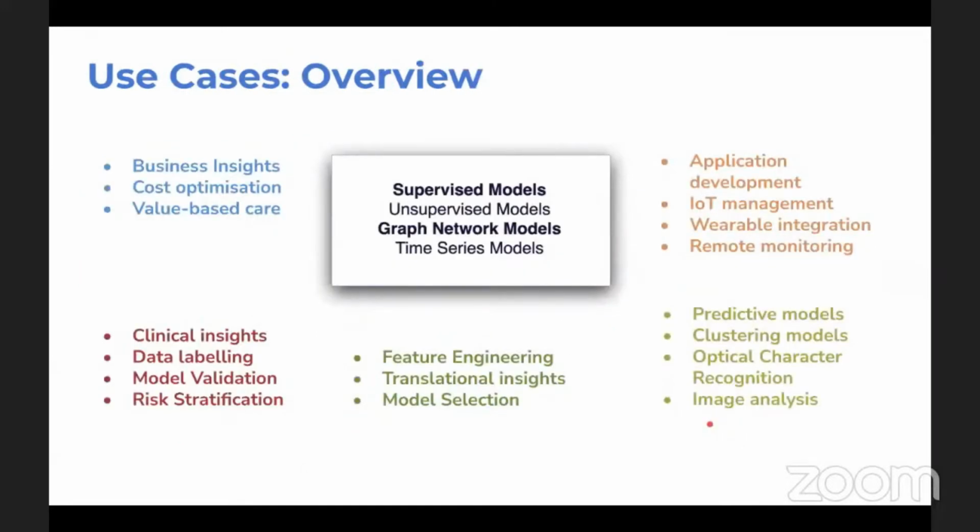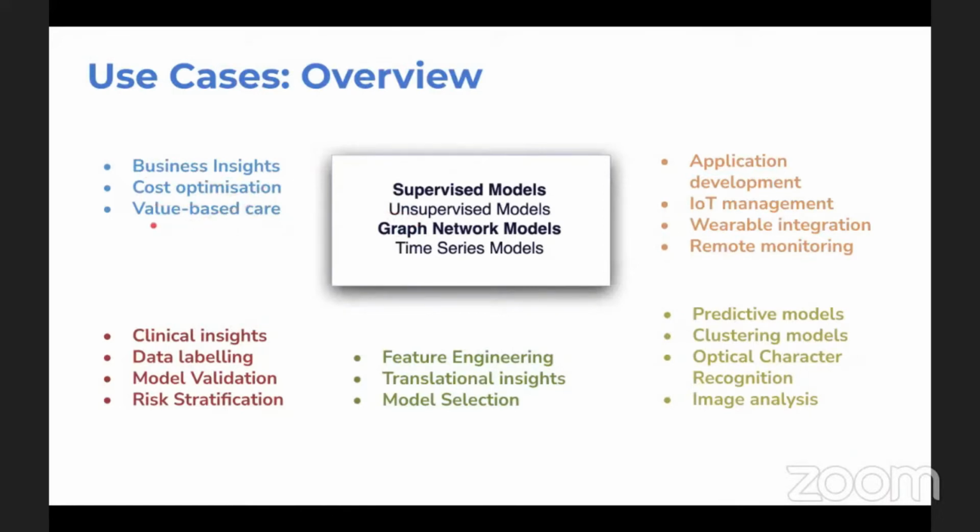So now the use cases. Just as an overview, today I will give some examples of supervised models, unsupervised models, graph network models, and some time series models. So we can build some business insights. We can optimize the cost of expenses of the hospital.